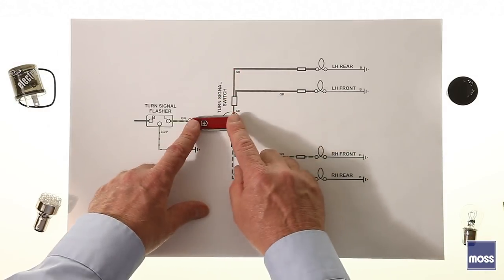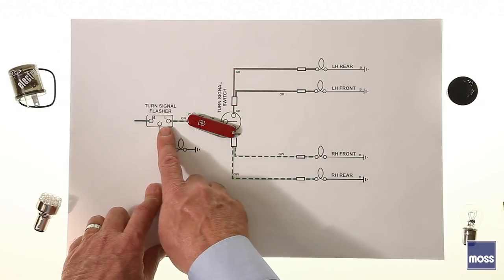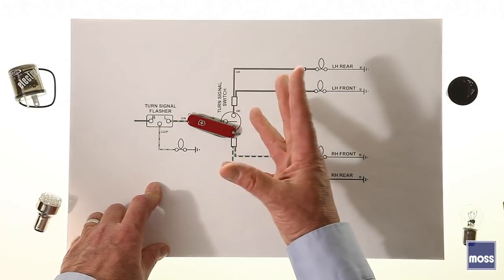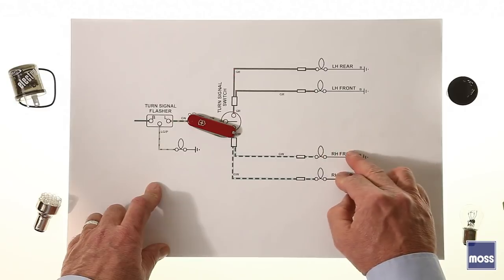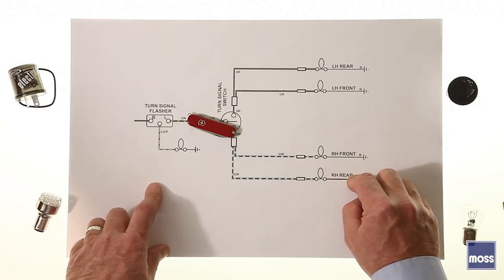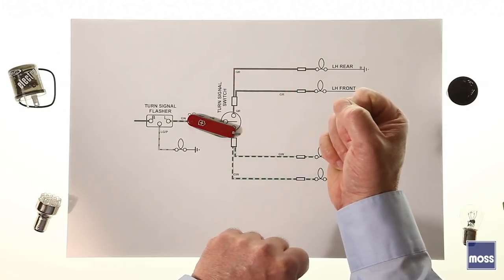I'm going to use my pocket knife so you can see it better. Turn on my right turn signals. When I do, current flows through the flasher and begins to blink. Off, on, off, on, off, on. I now have flashing power. It runs down here, goes through these two bulbs on the right side of the car, front and rear, and the bulbs on the outside of the car start blinking. Off, on, just like they're supposed to.